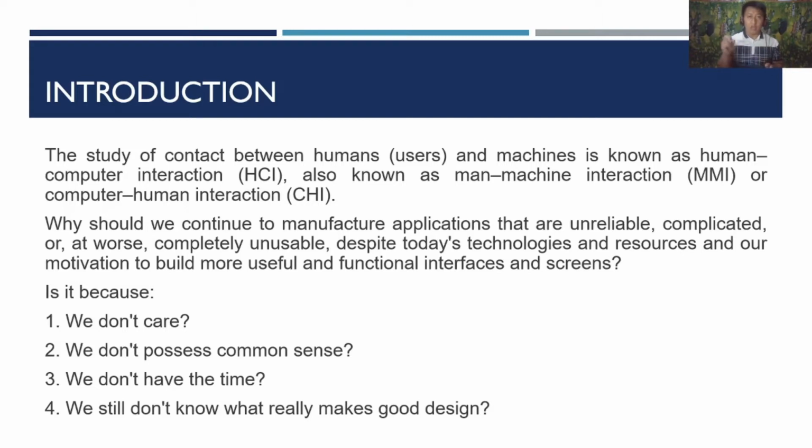First is the unreliable and complicated application. The second is a well-designed application. What is the difference between the unreliable or complicated application and the well-designed application? First, unreliable or complicated applications are those that don't give the exact or standardized output.